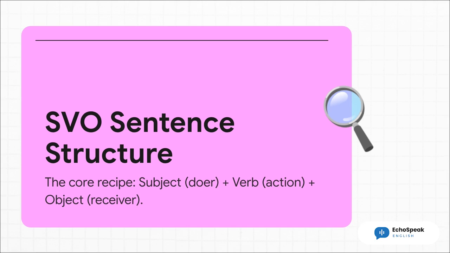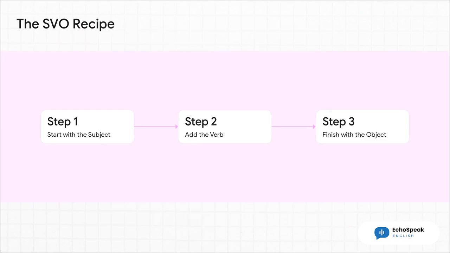First up, you've got the subject. That's the person or thing that's doing the action. Next, we have the verb, which is the action itself. And finally, the object. That's the person or thing receiving the action. Subject, verb, object. See? Pretty simple. This little recipe turns grammar into a really easy three-step process.